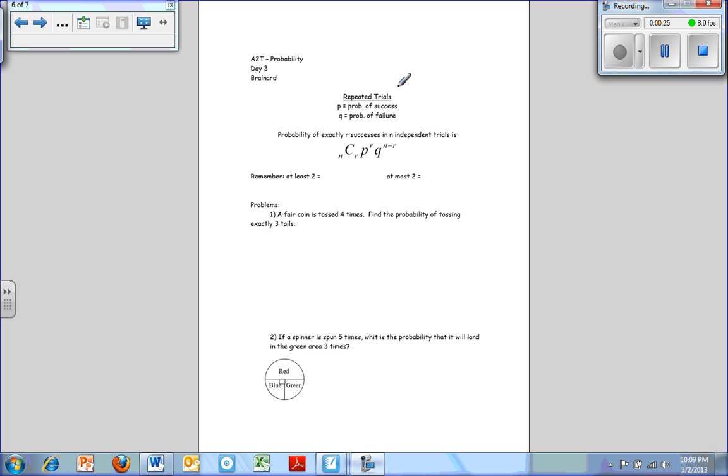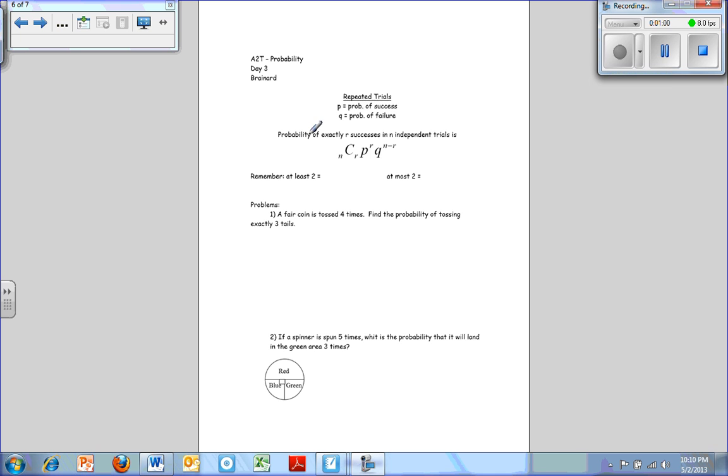When we have repeated trials, we're using a formula here, and P is our probability of success, Q is our probability of failure. When I say success and failure, success is the outcome that we want. Failure is the outcome that we don't want. It doesn't necessarily mean success as in a positive and failure as in a negative. It just more or less means that success is the outcome we'd like to see and a failure is the outcome we don't want to see.